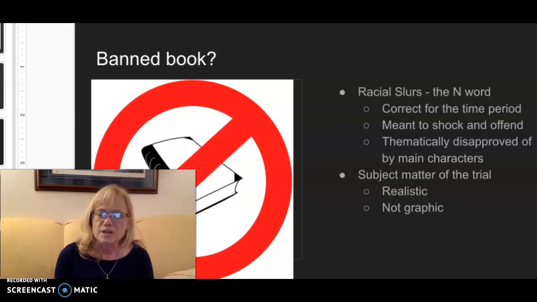So as we're reading it, none of us will actually say the actual word. We will use the word Negro so that you'll know what was there, but we're not going to say the actual word because it's just too ugly. Also, the subject matter is very adult. The trial is very adult, but it is tastefully done. It's not graphic. It's not anything that would get a bad rating, I don't believe.